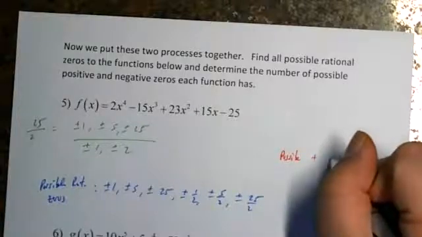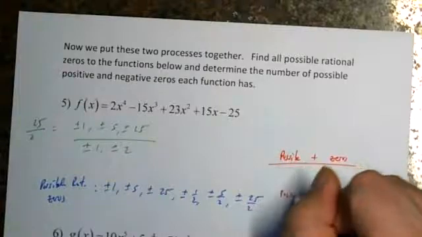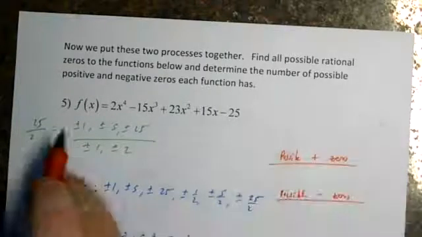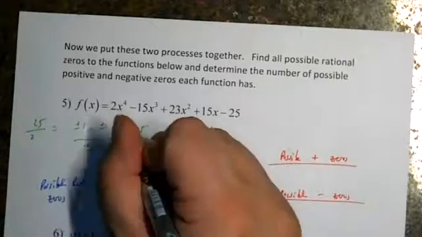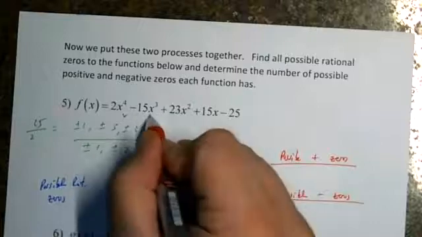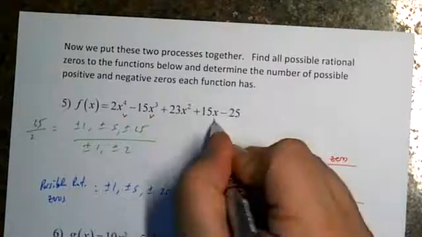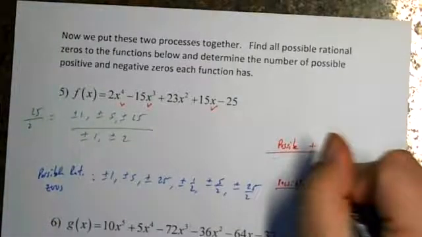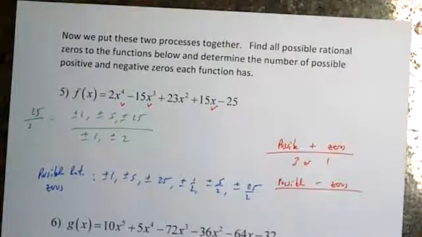Possible positive zeros. Possible negative zeros. Okay, how many sign changes do I have? Positive to negative, 1. Negative to positive, 2. Positive to positive. Positive to negative, 3. I have 3 sign changes. So how many possible positive zeros are there? 3 or 1.